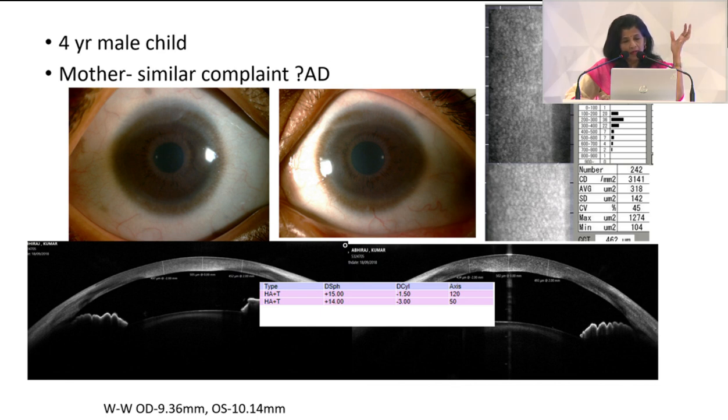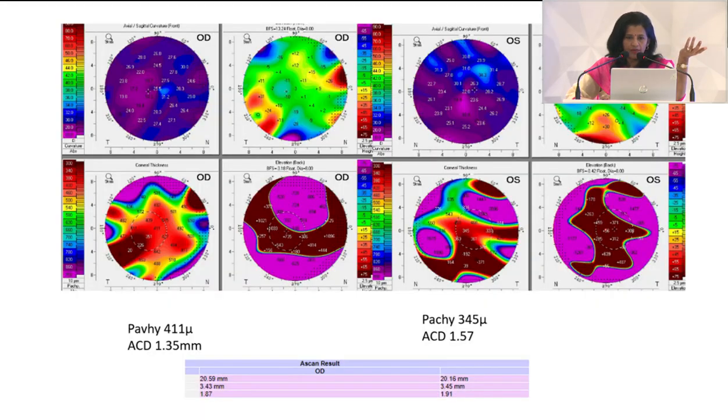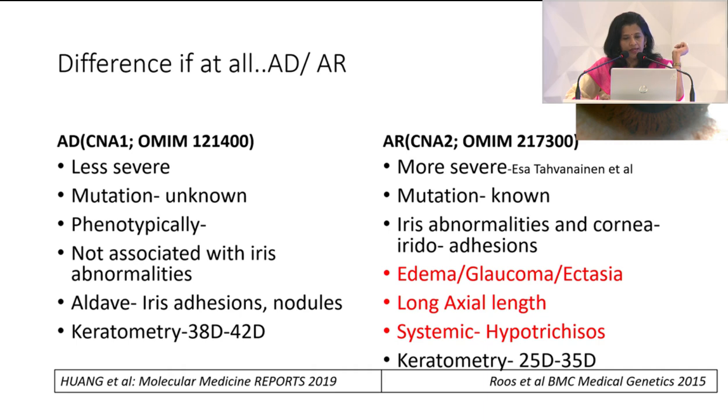So another patient that we saw, there were two children where two brothers were affected, one sister and brother were affected. This was a family in which a 4-year-old child was affected like this, as you can see in the picture, and the mother also had a similar picture, showing that maybe we have autosomal dominant in our Indian scenario.